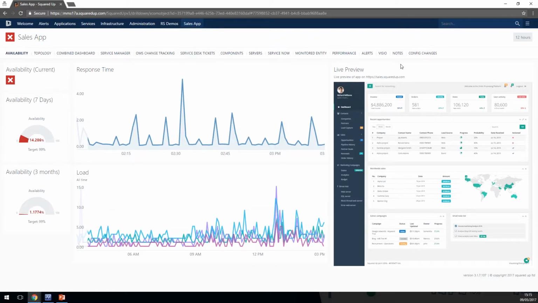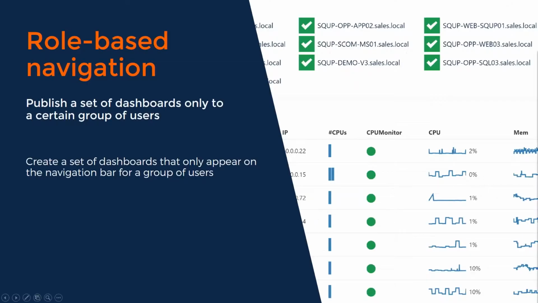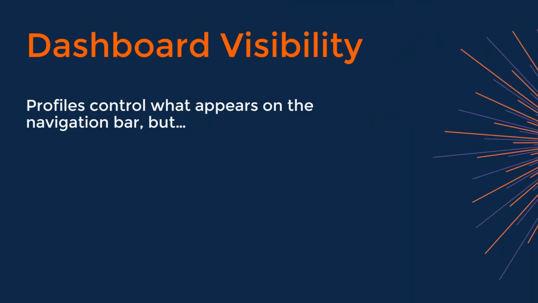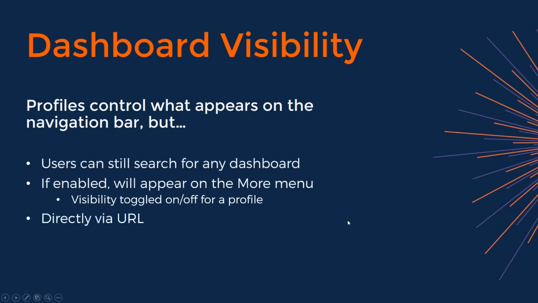I think you've got some caveats coming up. Yeah, it's funny that. So that's all great, but one thing I really want to highlight with all of this is that what we've done here, we've put those dashboards onto the nav bar, but users can still search for any dashboard they like in SquareUp. We haven't actually hidden or controlled who can see those dashboards. We've just made some links for those users. So users can still search for any dashboard. So anyone can still search now for OPP sales app and see that dashboard.